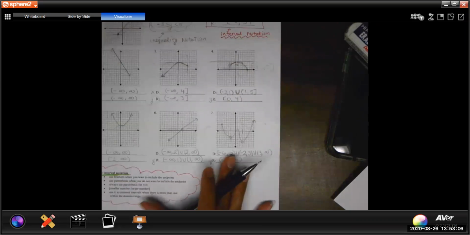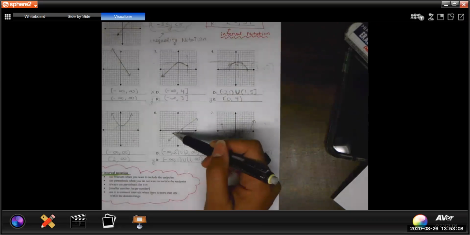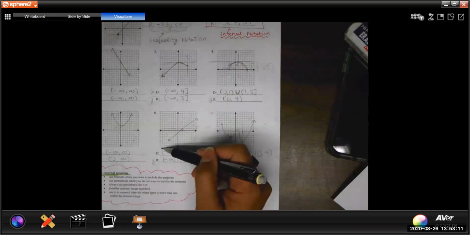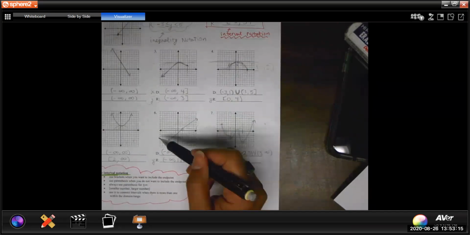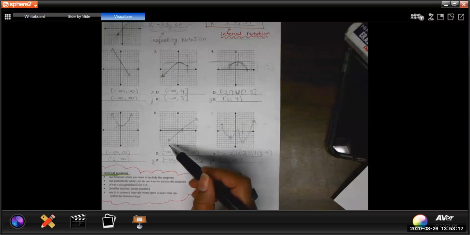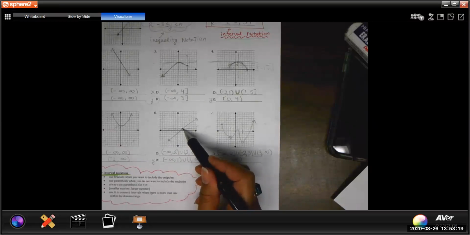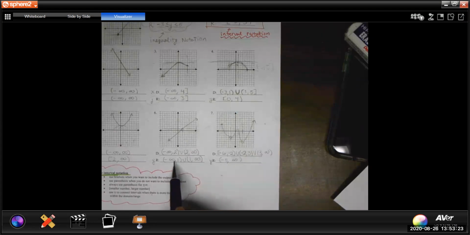I'm continuing. This one here. The graph goes up forever, down forever. But there's an open circle and there's no graph on the right or left, so it counts. So I go negative infinity to whatever the y value is, and that y value to infinity. So negative infinity to 1 and 1 to infinity with a union in between.